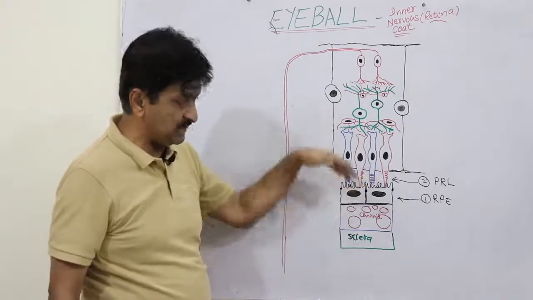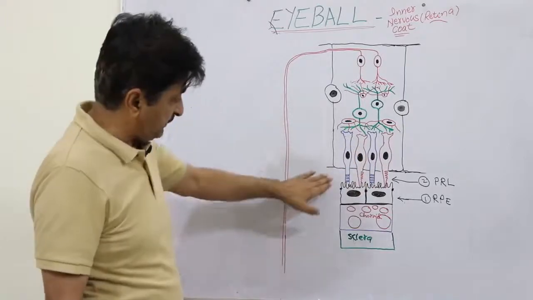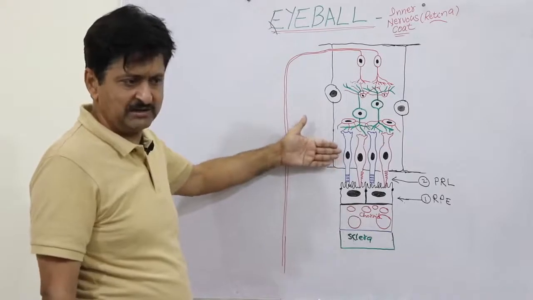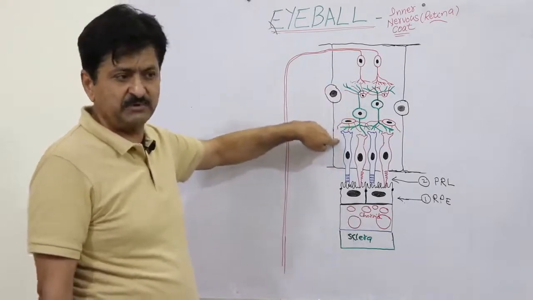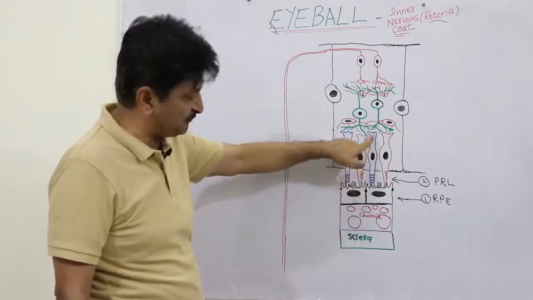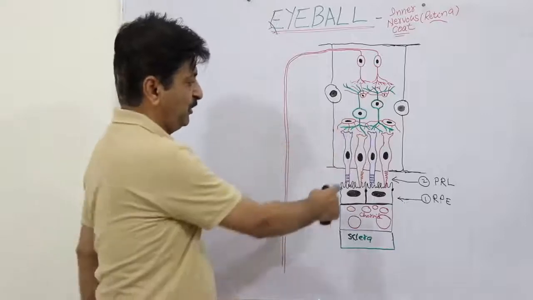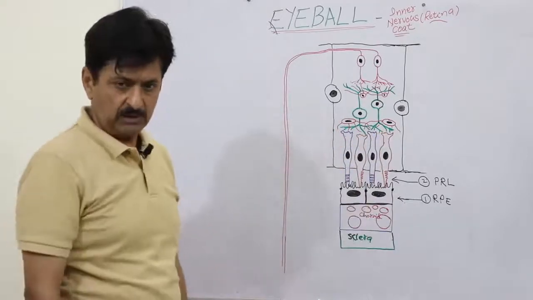of these rods and cones, they are embedded in the pigment epithelium here. Then we have got the inner segment also. So outer segment, then inner segment, then ellipsoid part, and then you have got the synaptic terminal. The synaptic terminal in case of rods is called spherule, but in case of cones, you call them the pedicles.